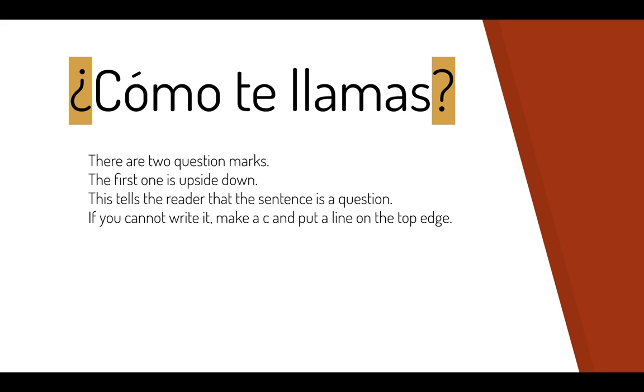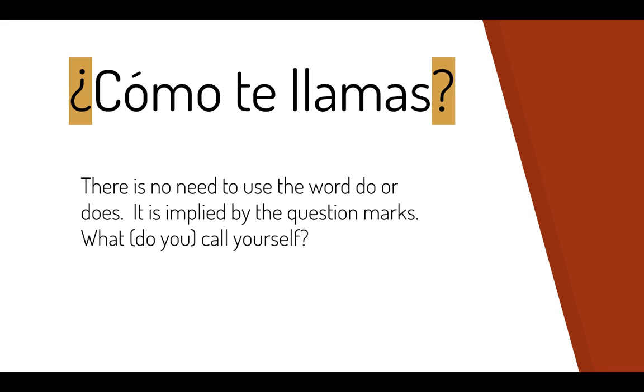There are two question marks. The first one is upside down. This tells the reader the sentence is a question. If you can't write it, make a C and put a line on the top edge. There is no need to use the word do or does. It is implied by the question marks. So, ¿cómo te llamas? actually says, what do you call yourself? There are no words here for do you.